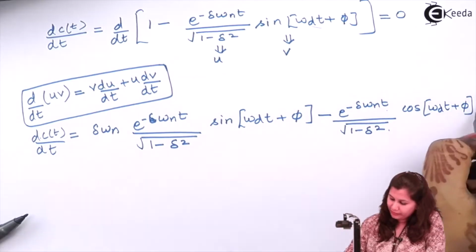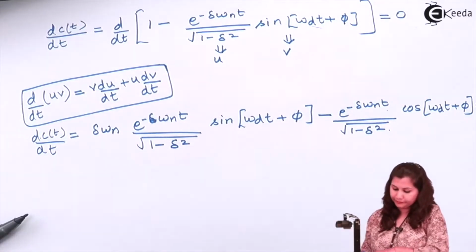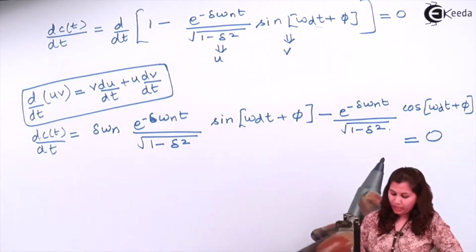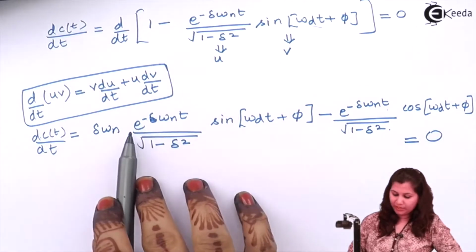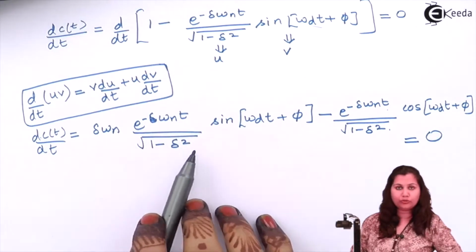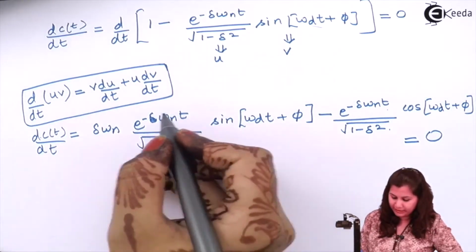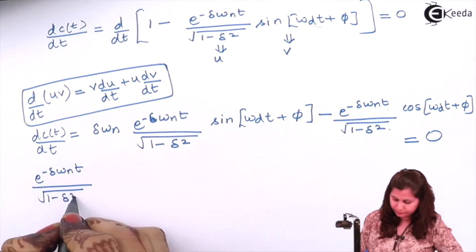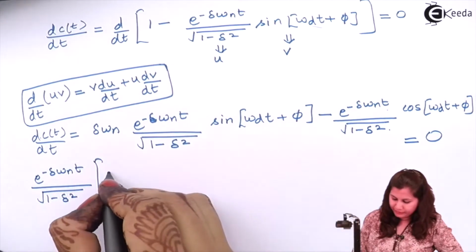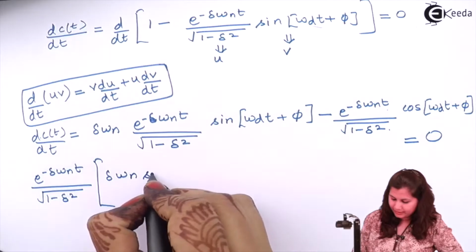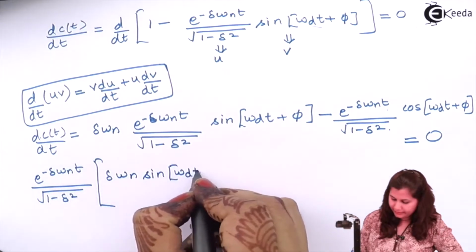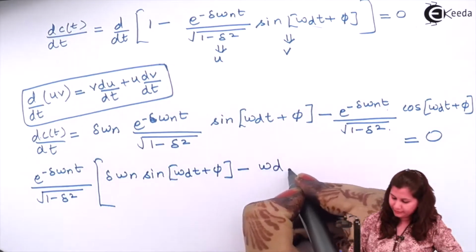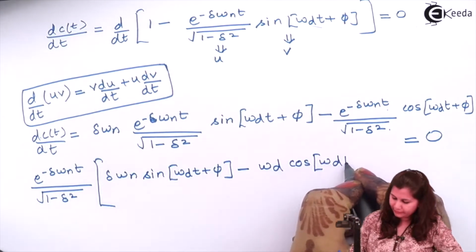So we will multiply this with omega d, and this whole expression we have to put equal to 0. Now, in both these terms, we have e raised to the power minus delta omega n t upon under root of 1 minus delta square as common. So let's take it out. Inside we will be left with delta omega n sine of omega d t plus phi. Here we are left with minus omega d cos of omega d t plus phi.